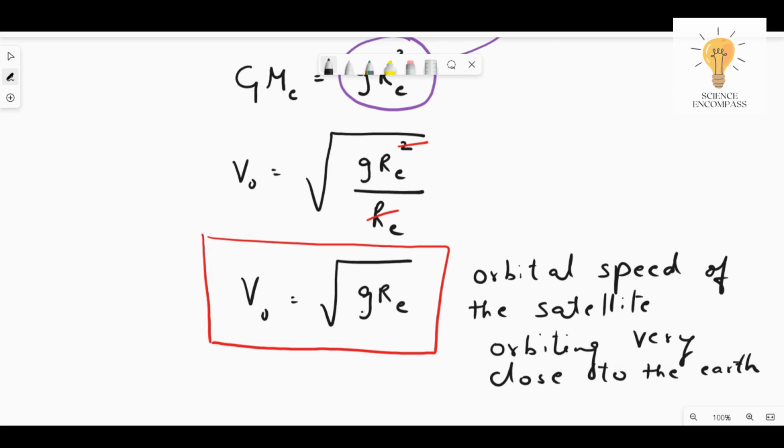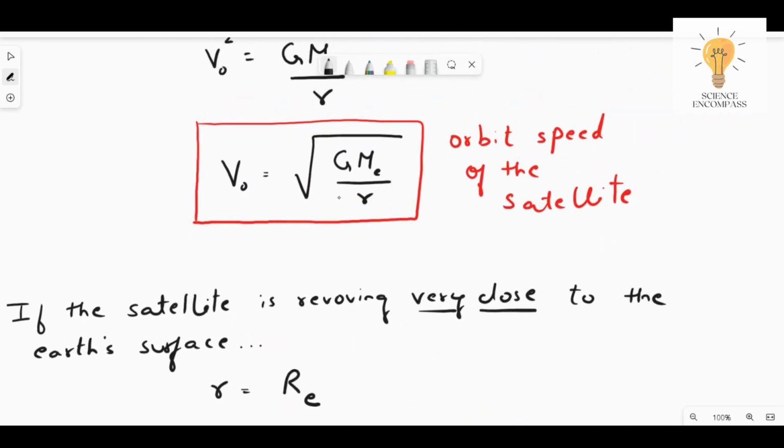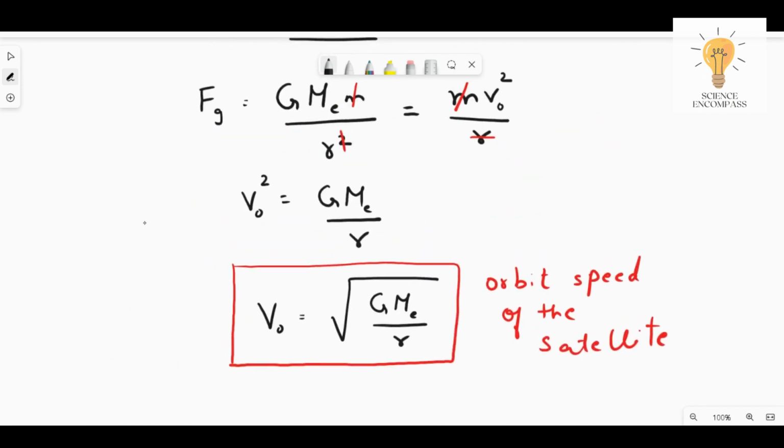When it is orbiting very close to the Earth, we have just taken that R, remember, the radius of the Earth. That's what we have done. Instead of taking that little r, we have just taken the bigger one. And we played around with the formula, and then we came out with this. Okay, so this would be our orbital speed of the satellite orbiting very close to the Earth. This one over here is just the orbital speed of the satellite orbiting at some distance.